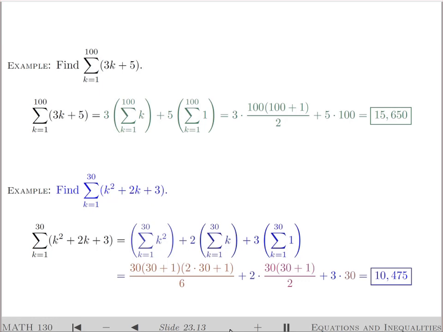So hopefully this gives you enough of an idea of how to calculate sums of these types, which, as I said, we will make use of in doing certain Riemann sums.